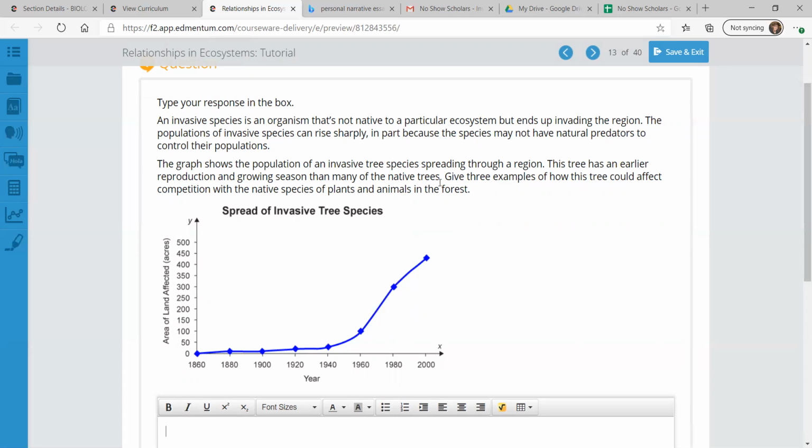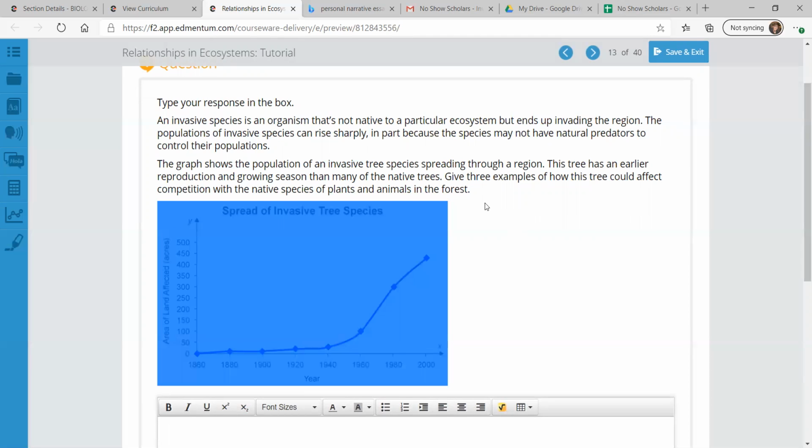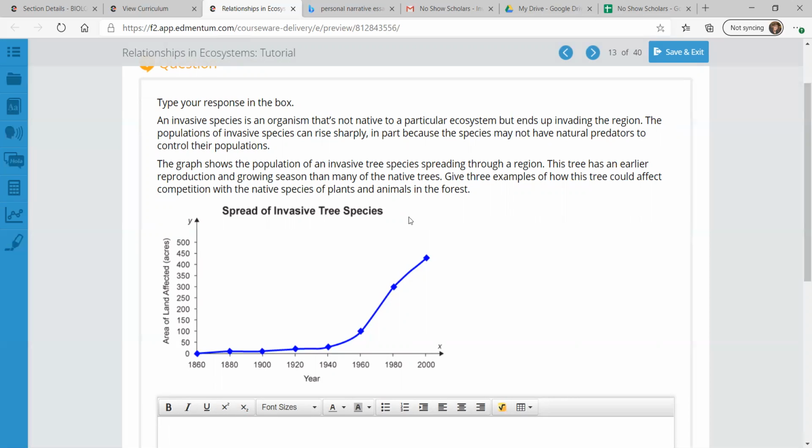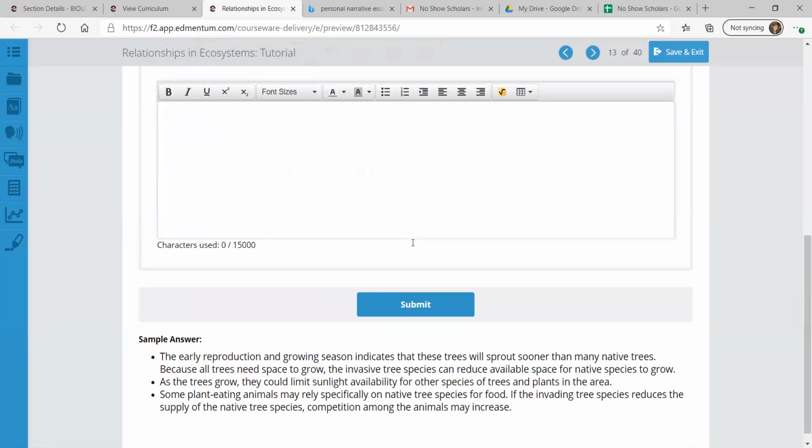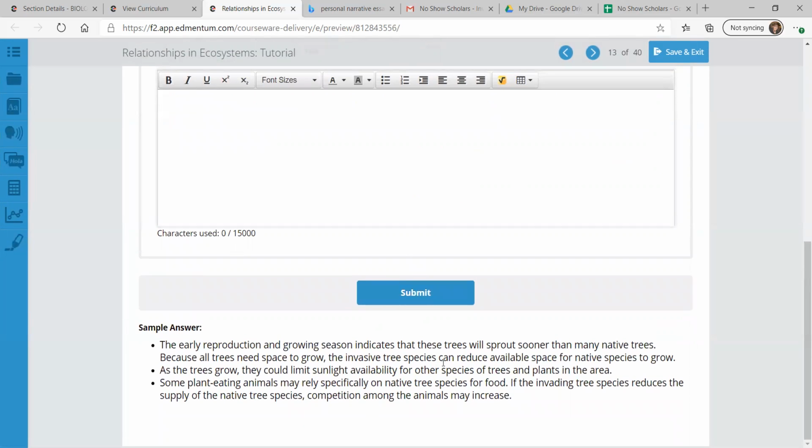This is an invasive tree species. This tree has an earlier reproduction and growing season than many of the native trees. So if it's able to reproduce and grow before the other trees in the region, that's more competitive and they're able to use the resources before the native trees, the trees that were originally there, can use those resources that they were going to use. And here's sample answers.